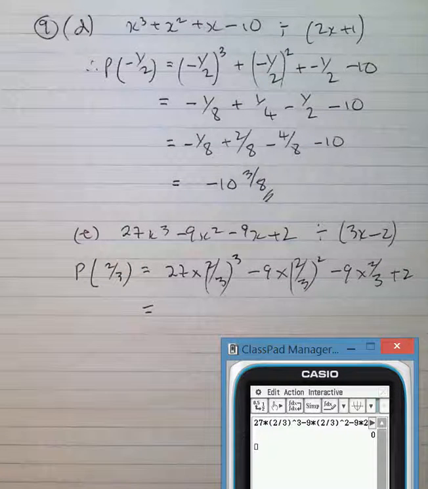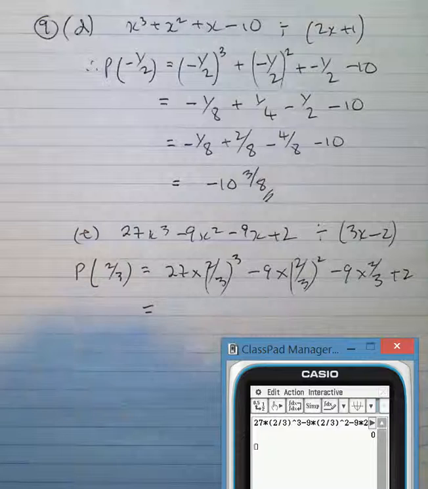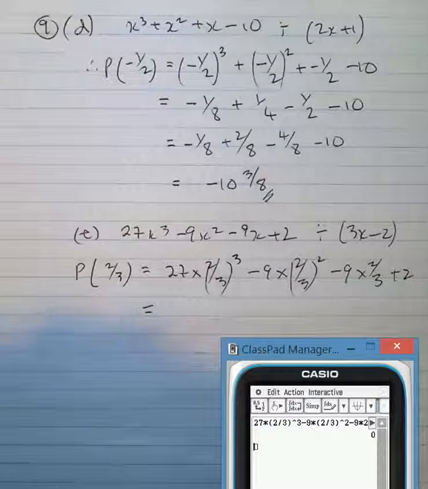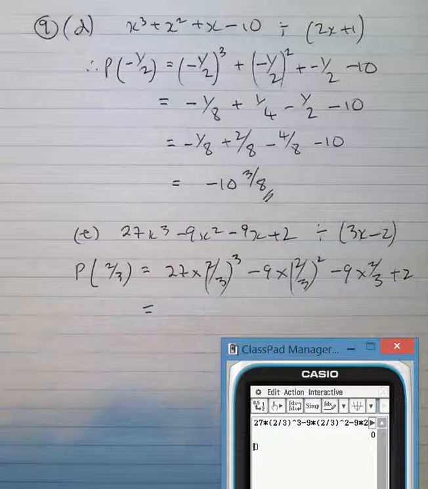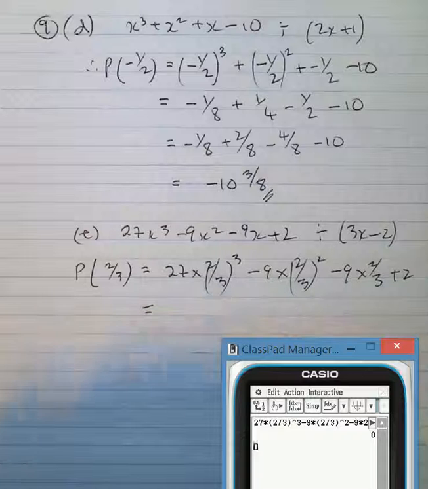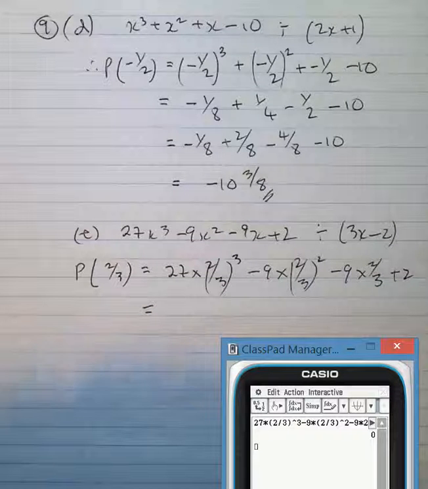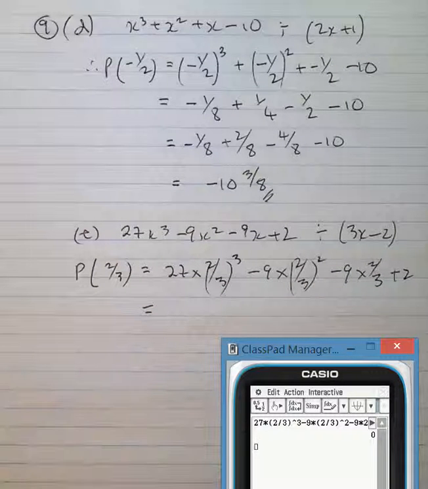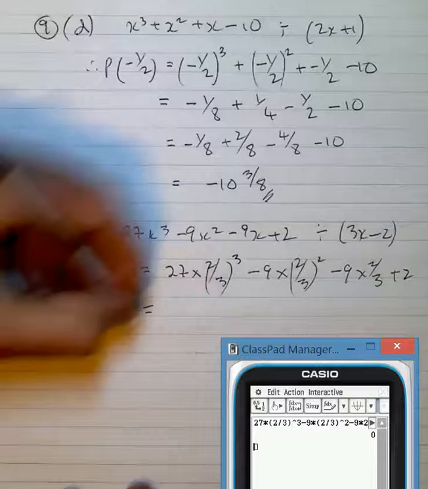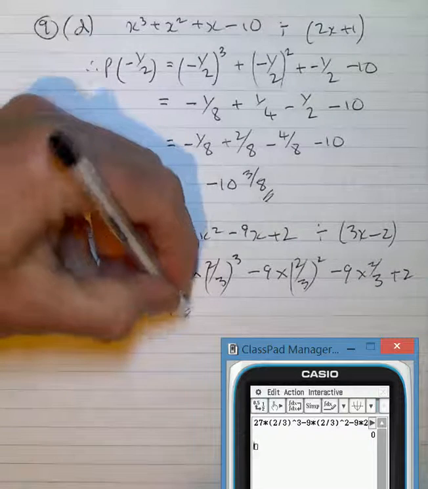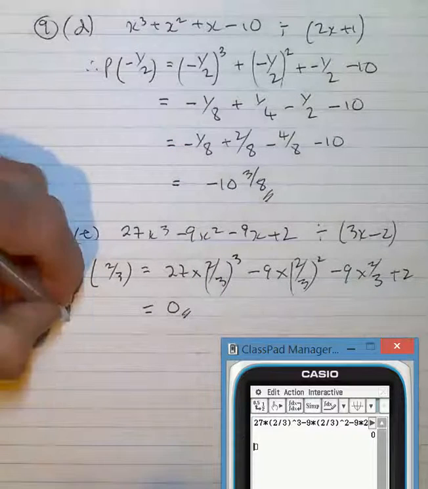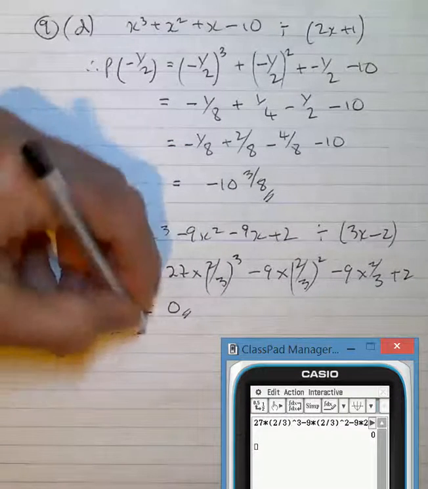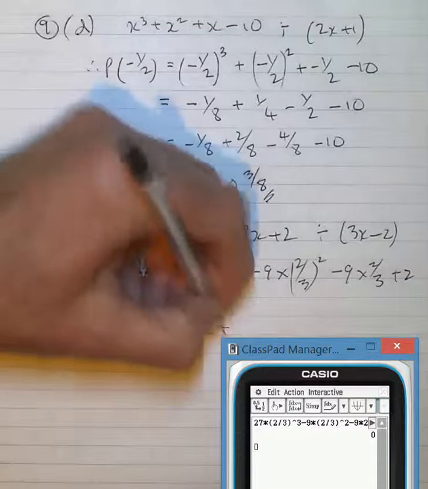Now moving on, with 27x cubed minus 9x squared minus 9x plus 2 divided by 3x minus 2, I've substituted in 2/3, and to cut a very long story short, when I plug it into my calculator, I've found 0. So what I can also state is 3x minus 2 is a factor.